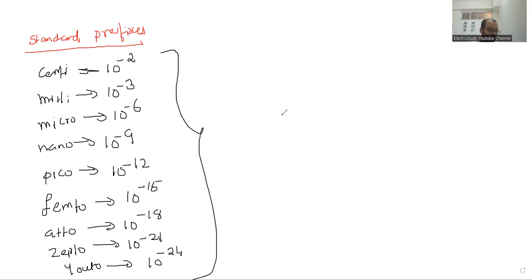Let us go for the higher order. For example, hecto. What is hecto? Hecto means 10 to the power 2. Similarly, kilo. Kilo means 10 to the power 3.